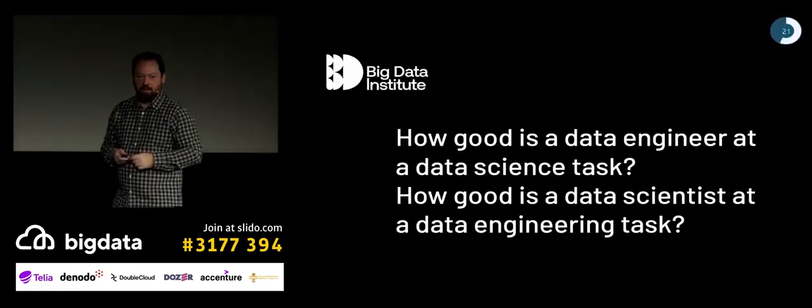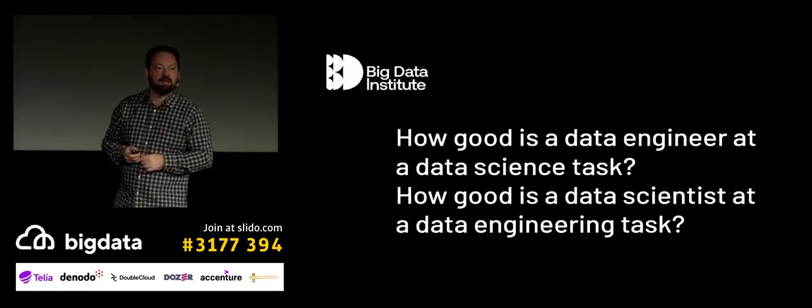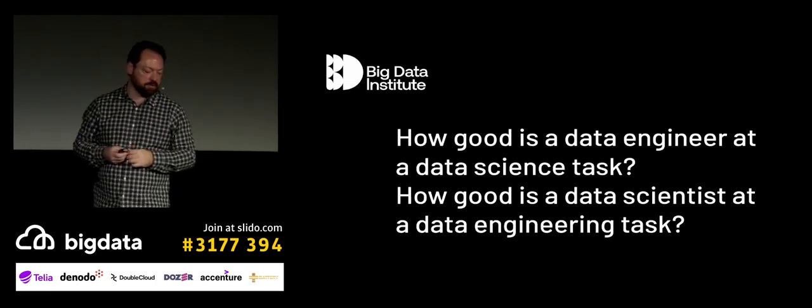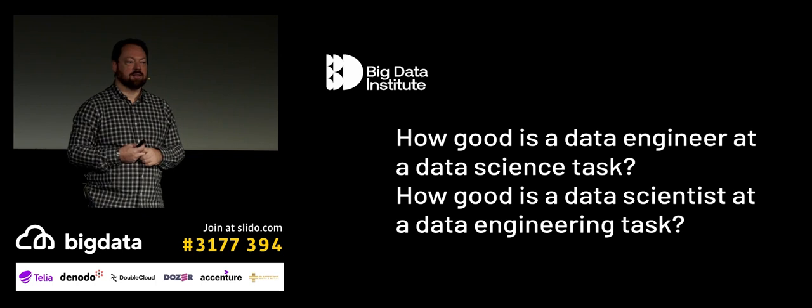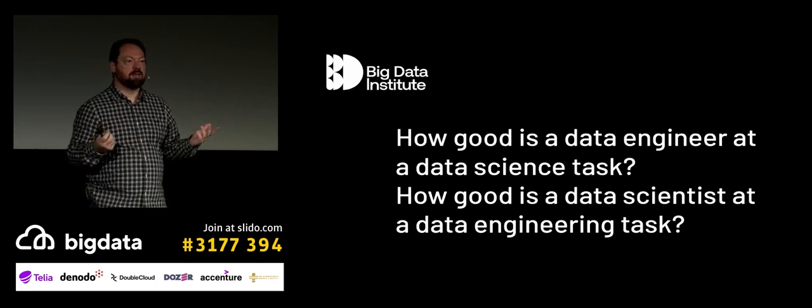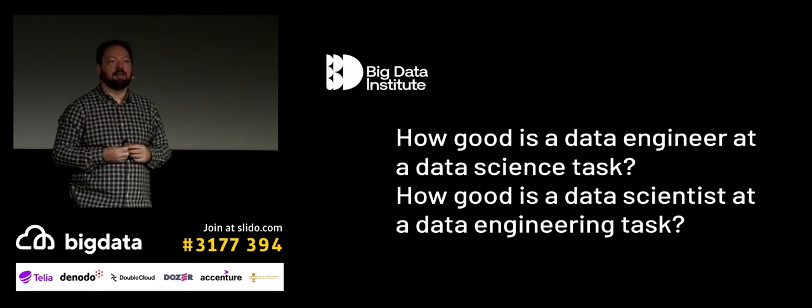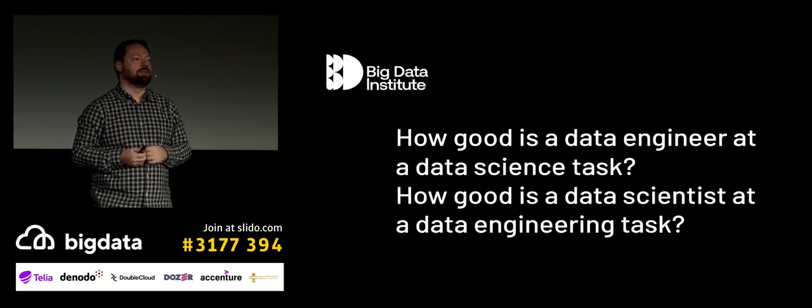So if you're a data scientist, answer this question. How good is a data engineer at a data science task? Think about that for a second. Sometimes it doesn't even take that long. You think, oh, they're terrible at it. Okay?